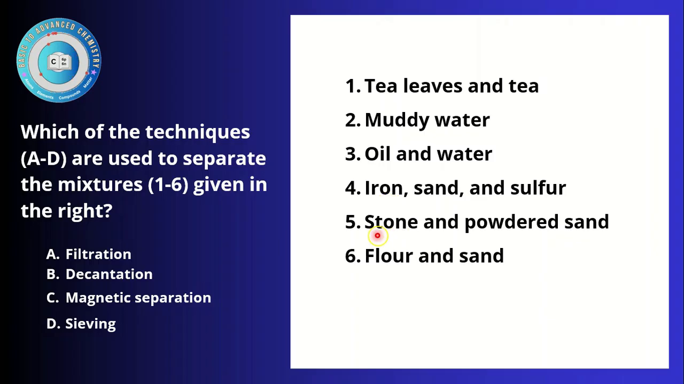The other is, how can we separate stone from powdered sand? Stone and powdered sand have different particle size. So the best technique used to separate this type of mixture is sieving. Another is, what technique is used to separate flour and sand? Here also we have components of a mixture with different particle size. Therefore, this type of mixture is separated by using sieving.